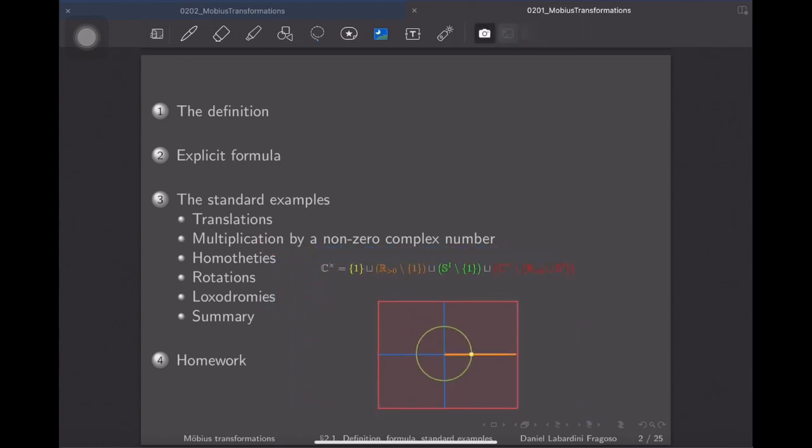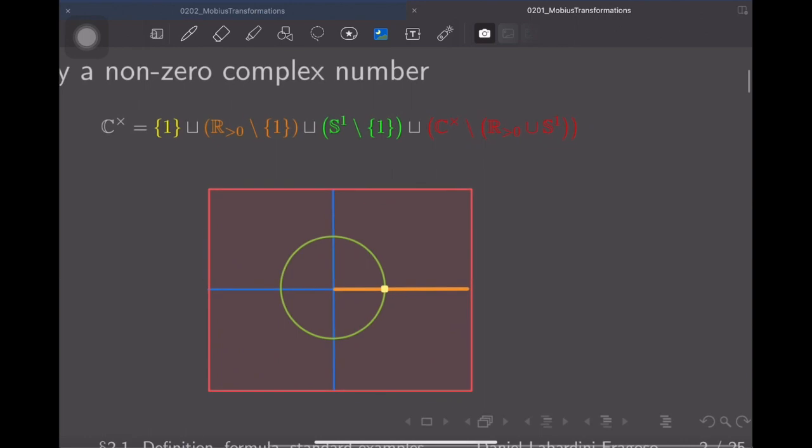That is, in which of the subsets of this partition of the non-zero complex numbers it is. So, the identity Möbius transformation; multiplying by any alpha in the unit circle is a rotation; multiplying by any alpha in the positive real axis is just a homothety. And then we saw the rest, these loxodromies.